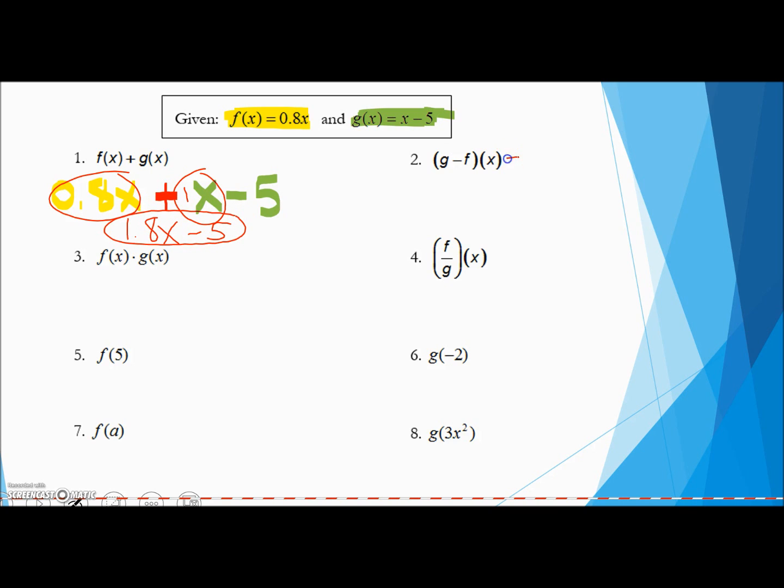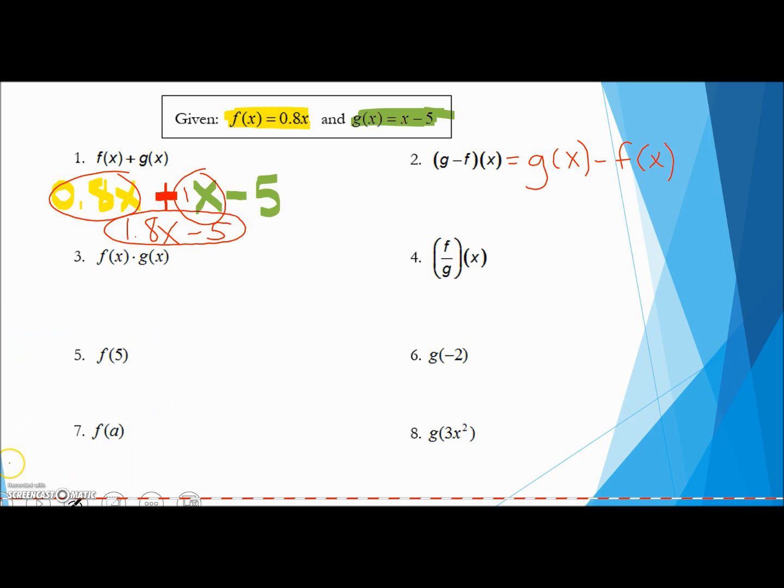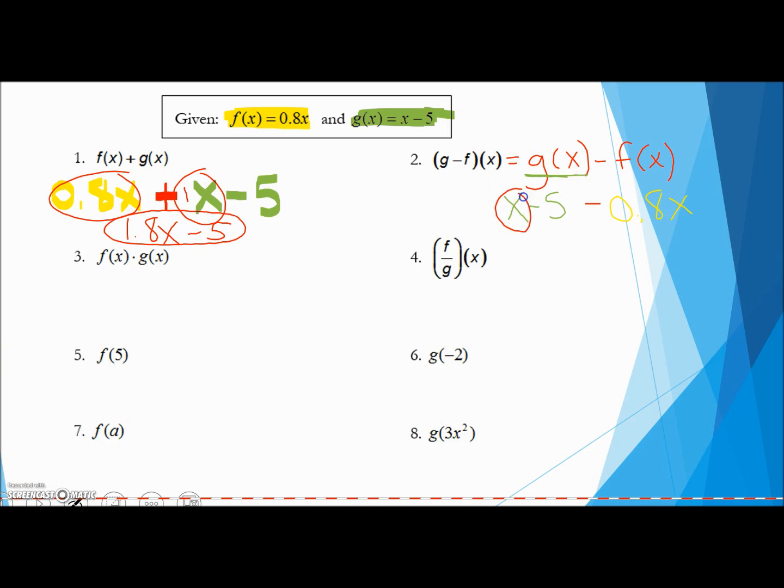Number two is just written a different way. It's the same thing as writing g of x minus f of x. So don't be confused by that notation. Now I am taking my g of x function, which is x minus 5, and I'm subtracting my f of x from it. So f of x was 0.8x. And so I'm going to do the same thing. I'm just going to subtract like terms. And so 1x minus 0.8x is 0.2x, and then I have that minus 5 again off to the side.